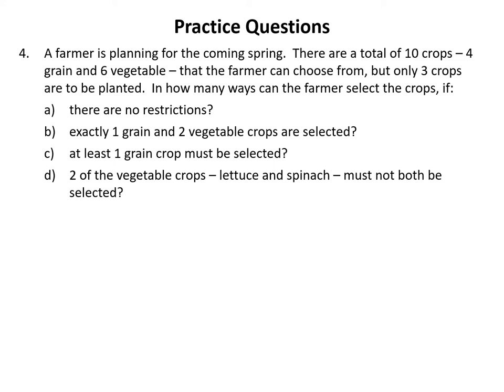In how many ways can the farmer select the crops under the following situations? For A, if there are no restrictions. B, if there are exactly 1 grain and 2 vegetable crops that are selected. C, if there's at least 1 grain crop that must be selected. And D, if 2 of the vegetable crops, lettuce and spinach, must not both be selected.